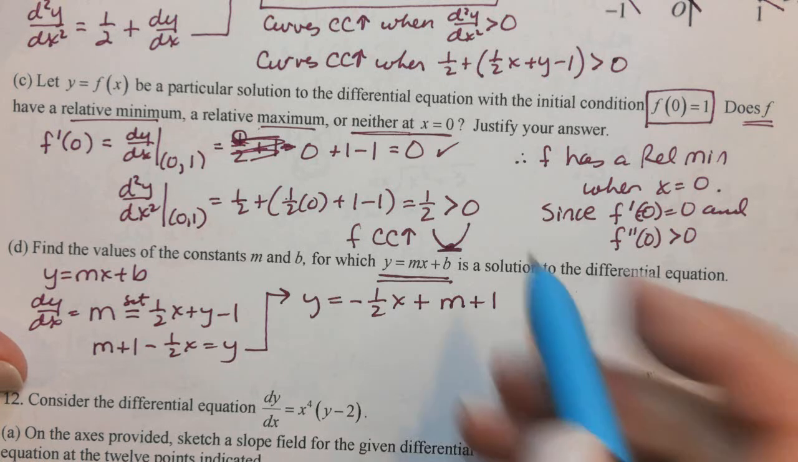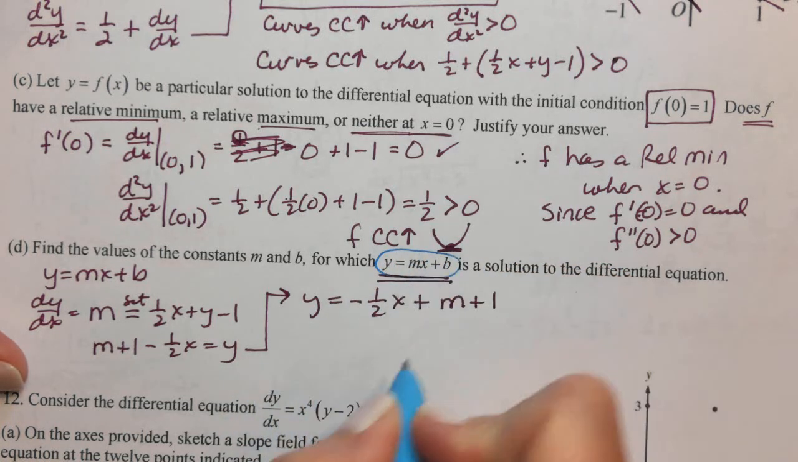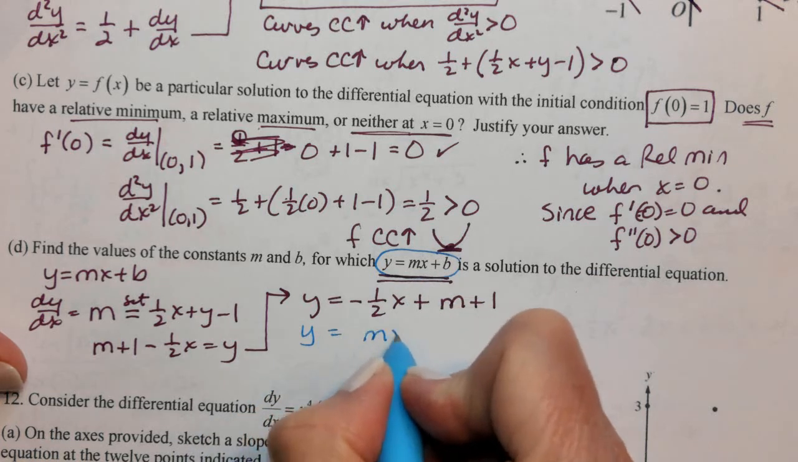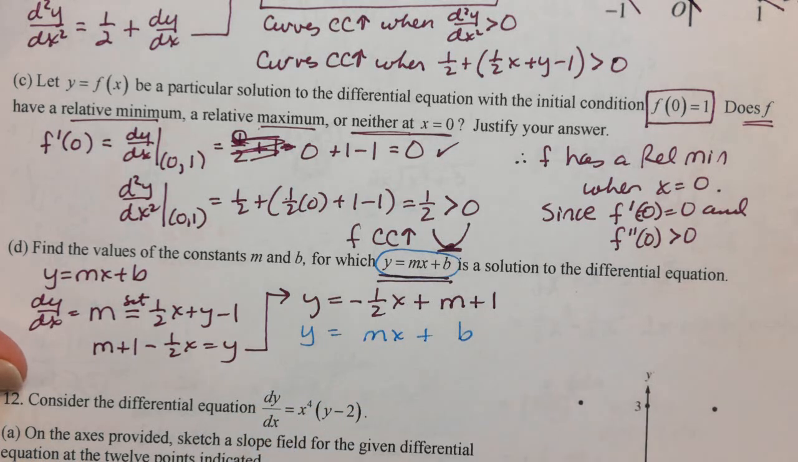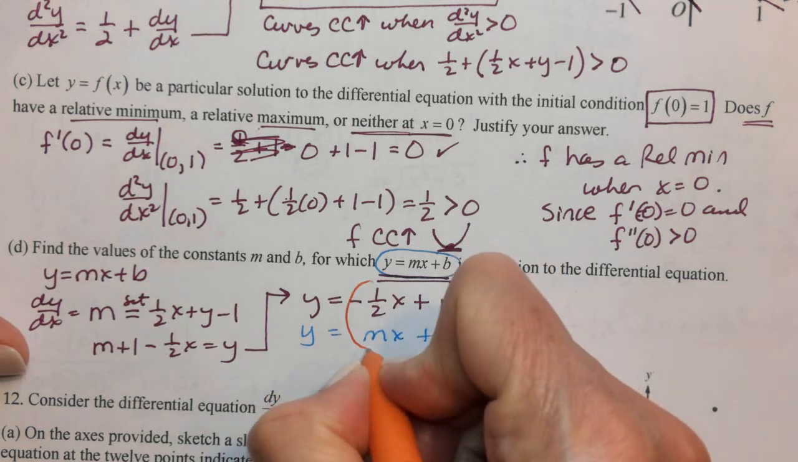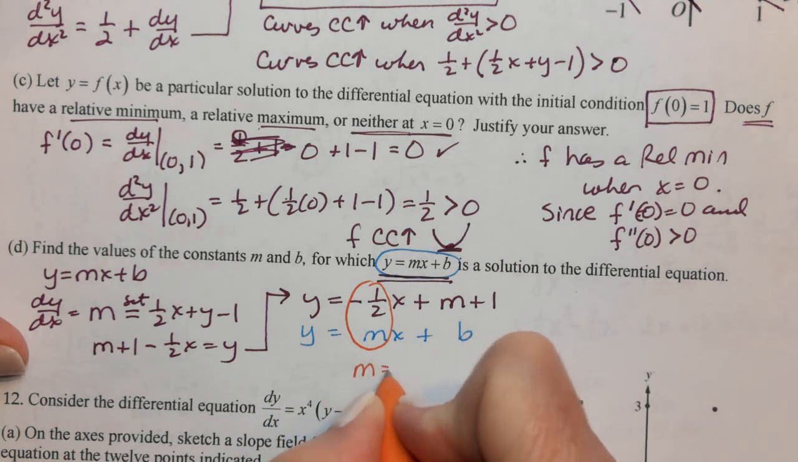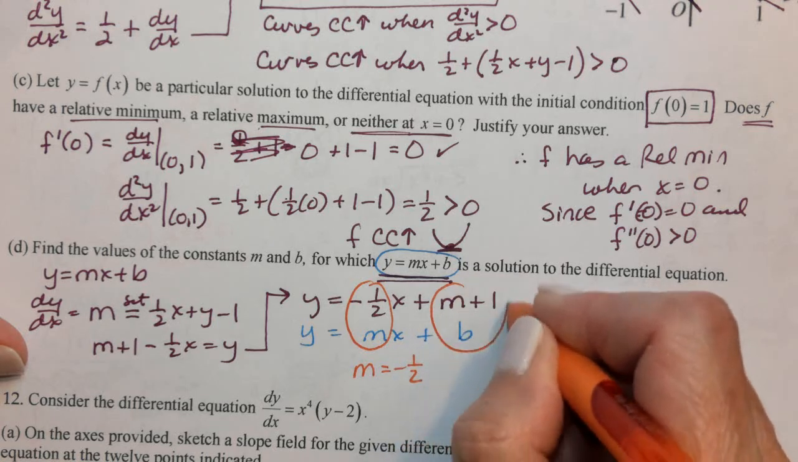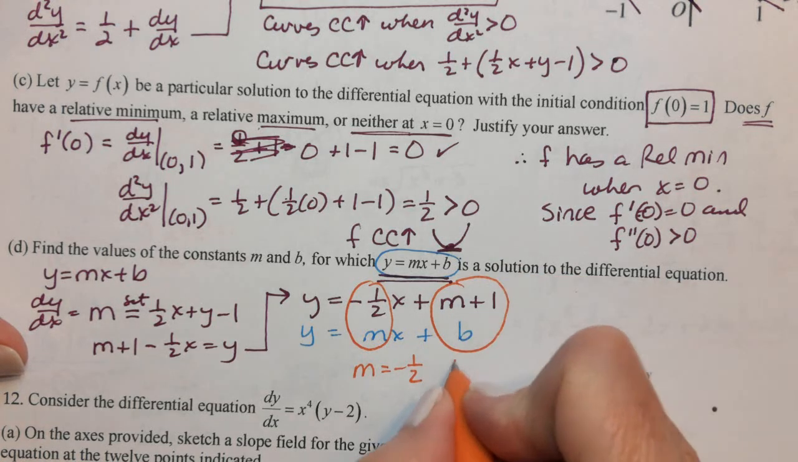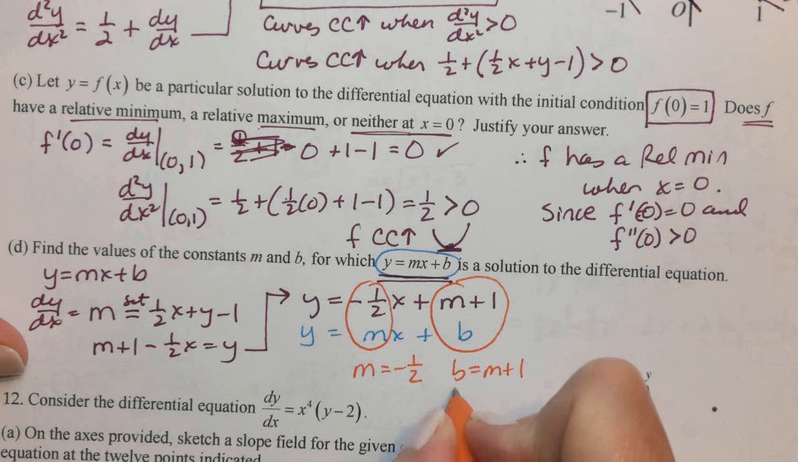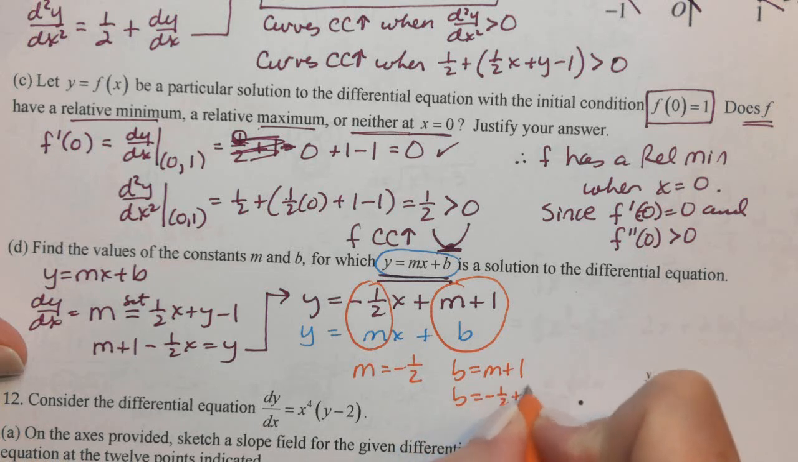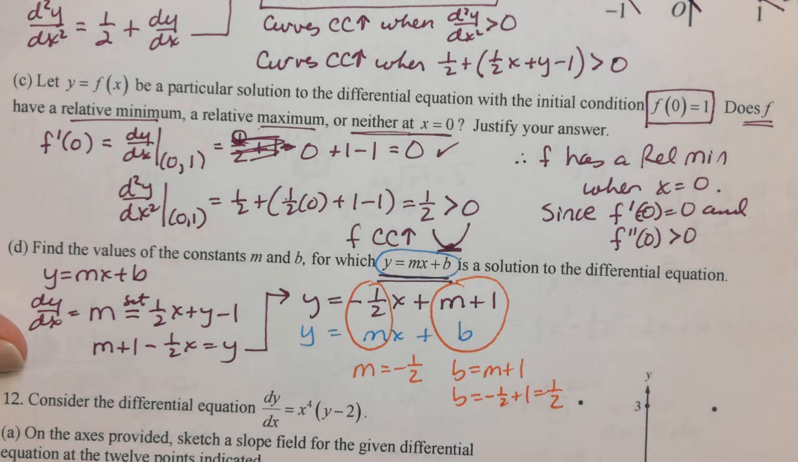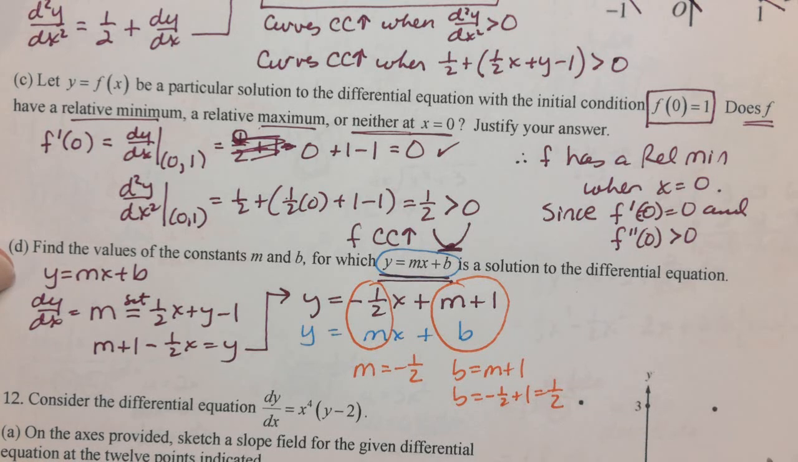Well, now let's look at this. y equals mx plus b is sitting right there. And look at our equation. It's in the exact same form. Now I know m has got to be a negative 1/2. Got to be. b has got to be m plus 1. So therefore b is a half. That's how you do that problem.